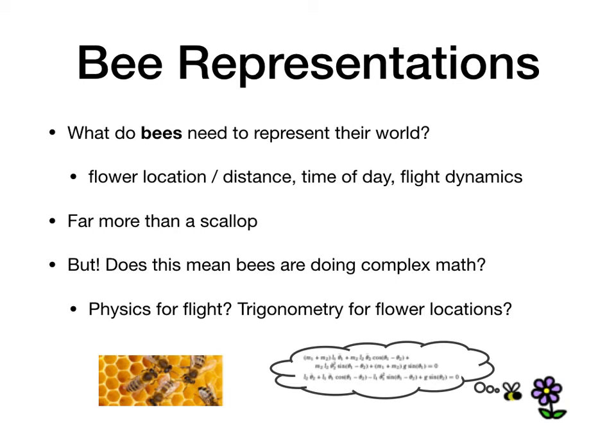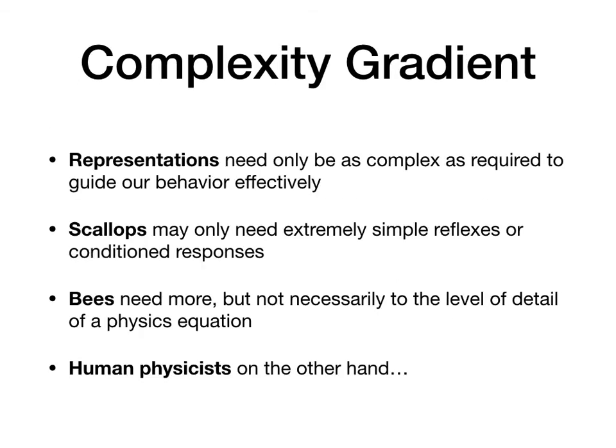So we're painting the picture of this gradient, right? Representations only need to be as complex as they're required to guide our behavior in the world. Scallops have a very simple behavior. As soon as they see light, boom, they scoot. And that means that it's down to simple reflexes or maybe some conditioned responses in terms of the complexity of the representations they use.